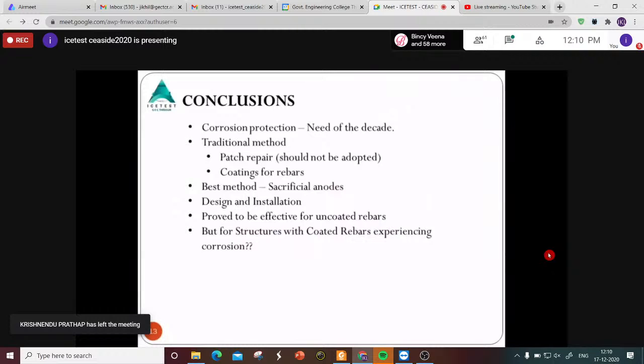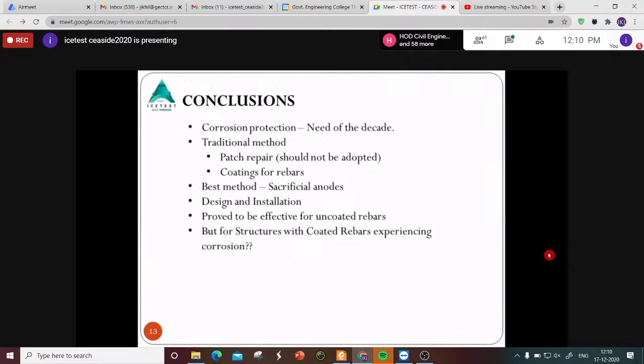Now moving to the conclusions. Corrosion protection is a need of the decade due to all its structural, economic, and environmental instability concerns. In traditional methods, patch repairing should never be adopted. Coating for rebars can be adopted only if proper site invigilation can be done. And the best method identified is that of sacrificial anode.